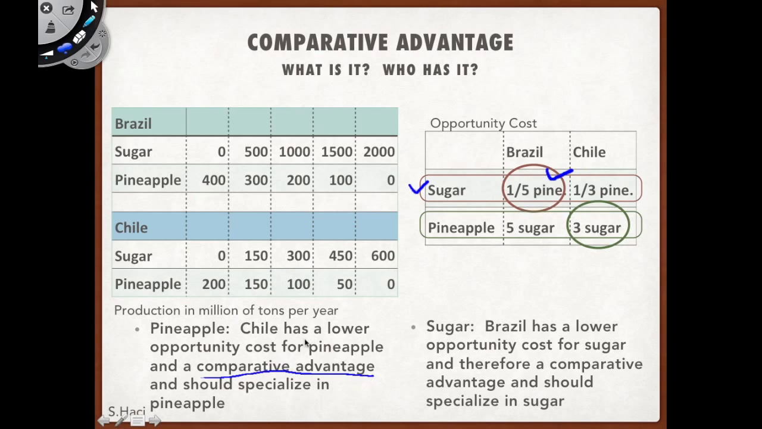All right. So in this case, Chile has a lower opportunity cost for pineapple, therefore has a comparative advantage for pineapple and should specialize in the pineapple. And the opposite is true for Brazil. Brazil has a lower opportunity cost for sugar, therefore has a comparative advantage for sugar and should specialize in sugar.